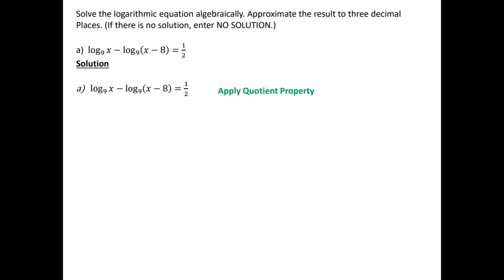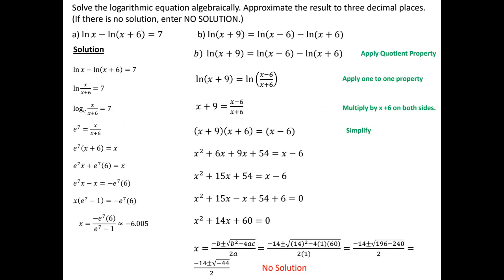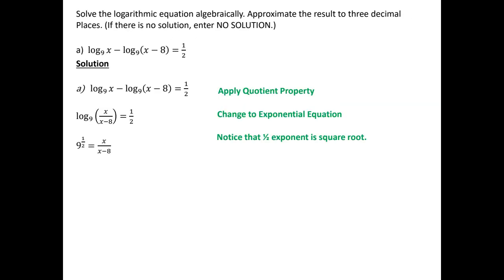Okay, let's try one more. So here again, I'm subtracting, so I can combine with division using the quotient rule. So I end up with x divided by x minus 8 is equal to half. I can change to exponential. So I end up with 9 raised to the half power is equal to x divided by x minus 8.